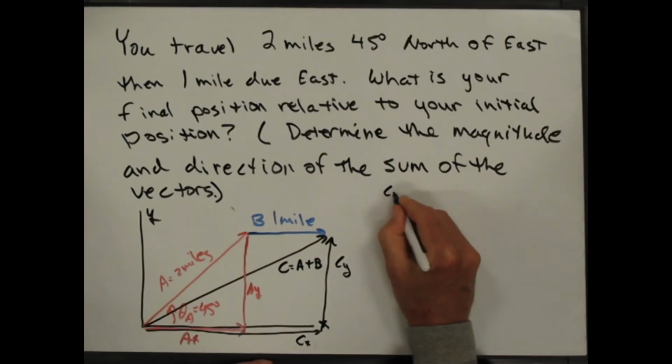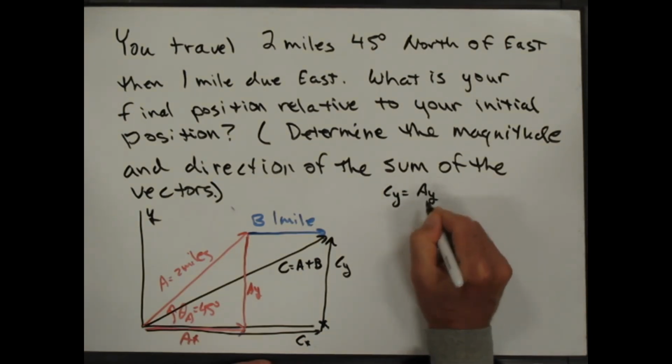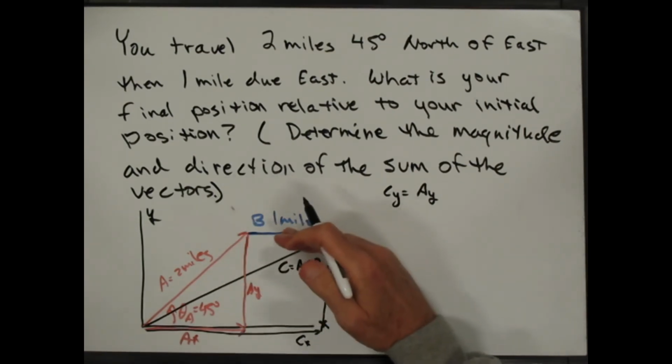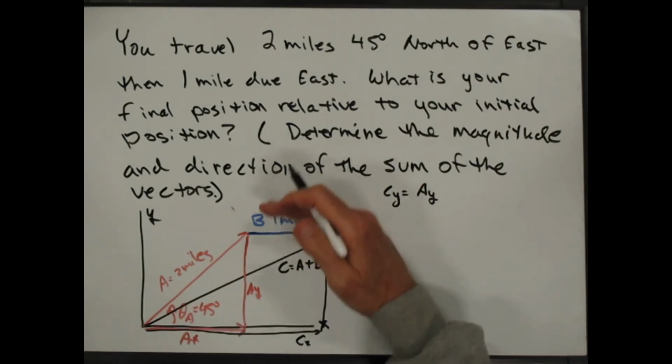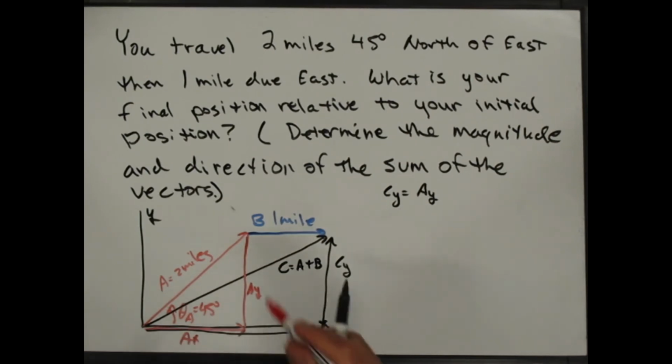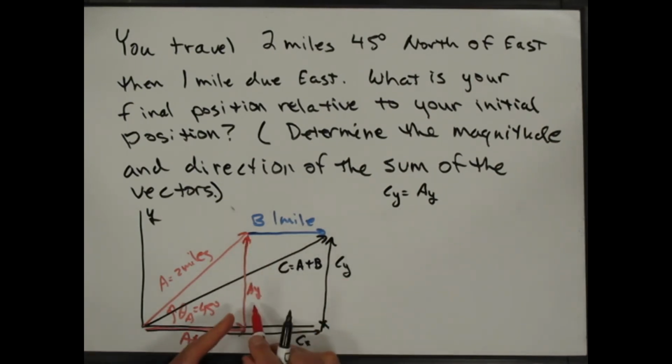And notice that C sub y is just equal to A sub y, right? Because B doesn't move north or south, since B is horizontal, or due east, and so the vertical extent in my graph of CY is the same as AY. Whereas the horizontal extent of C is the sum of the horizontal extents, so AX plus BX. And so I can evaluate these, right?